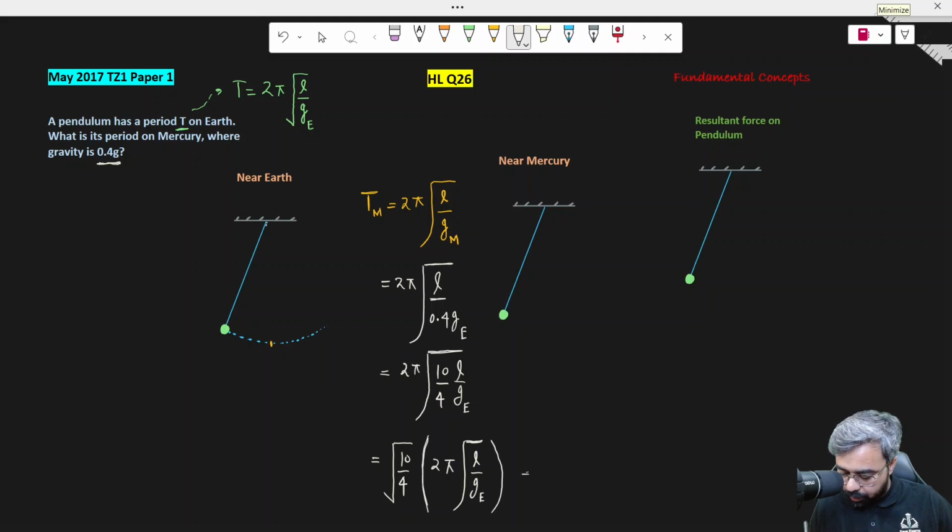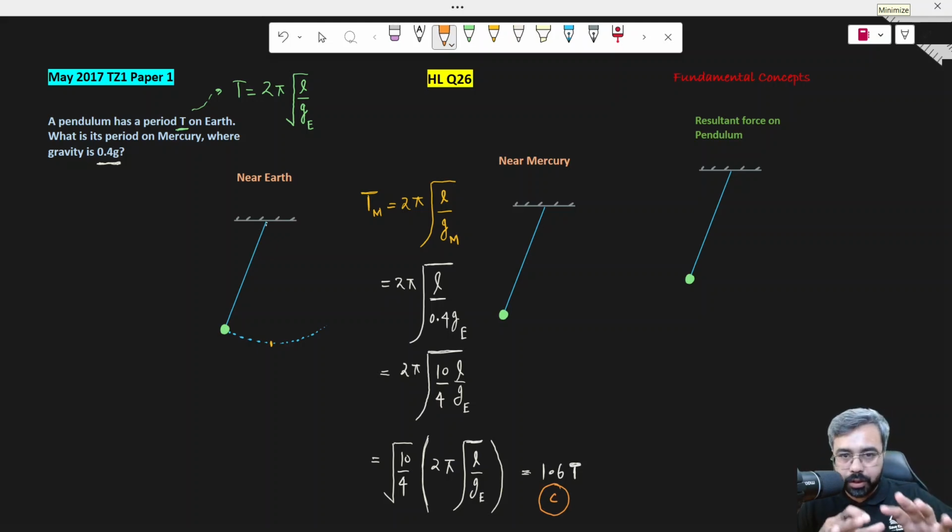So this square root of 10 over 4 is telling us that the time period of a simple pendulum on Mercury is obviously more. So it means that this pendulum will get slow. Its exact answer is 1.58, which we can round off to 1.6 T, and that's why our right answer for this question is option C, which is 1.6 times T.